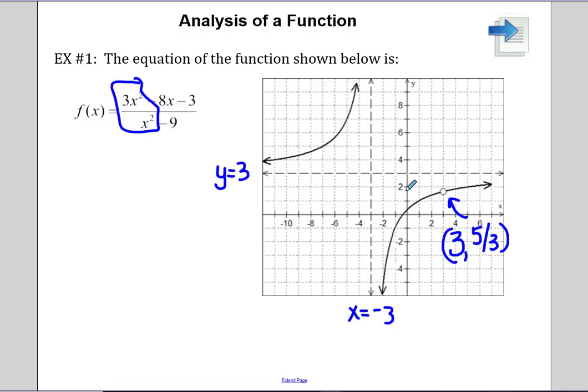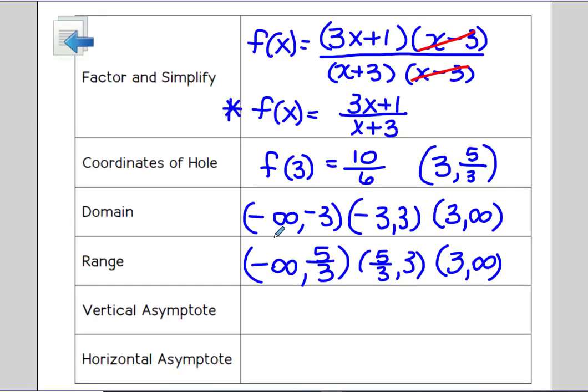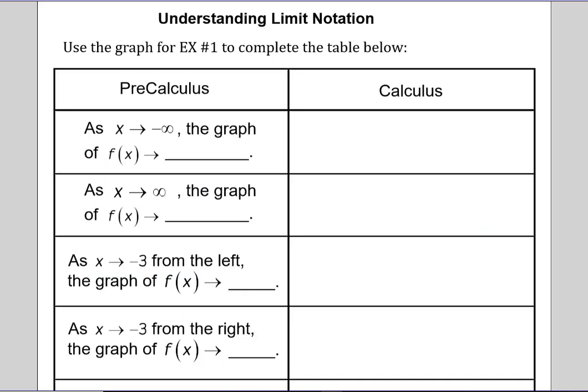So we had to skip 5/3. We had to skip the horizontal asymptote. And it was continuous everywhere except those two places. So we have the vertical asymptote at -3 and the horizontal asymptote at y equals 3. So this is what we did back in Unit 1 when we analyzed functions completely, rational functions. Now we're at the end of pre-calc, and we want to translate from pre-calc language over to calculus language.